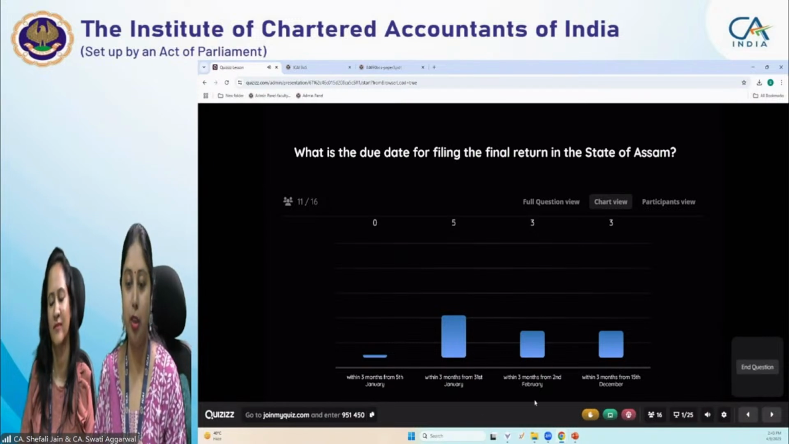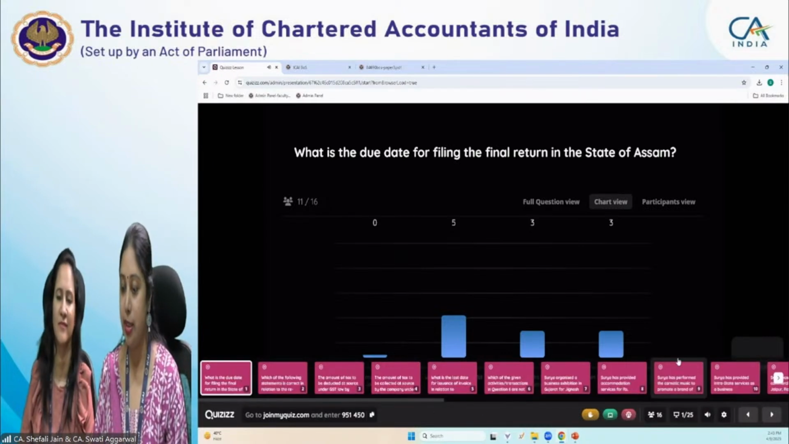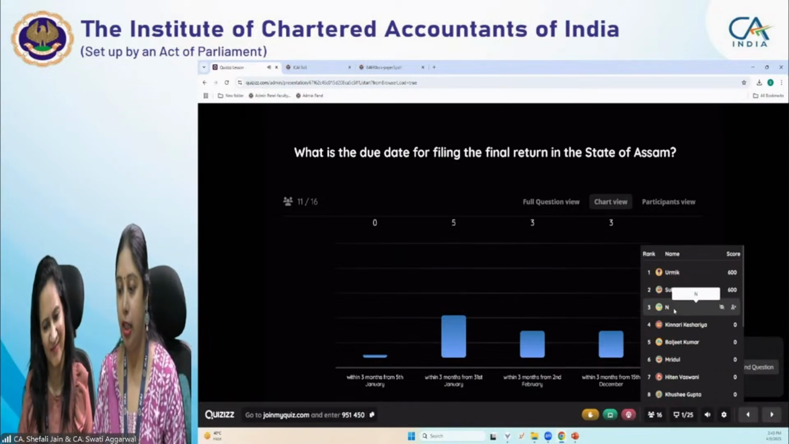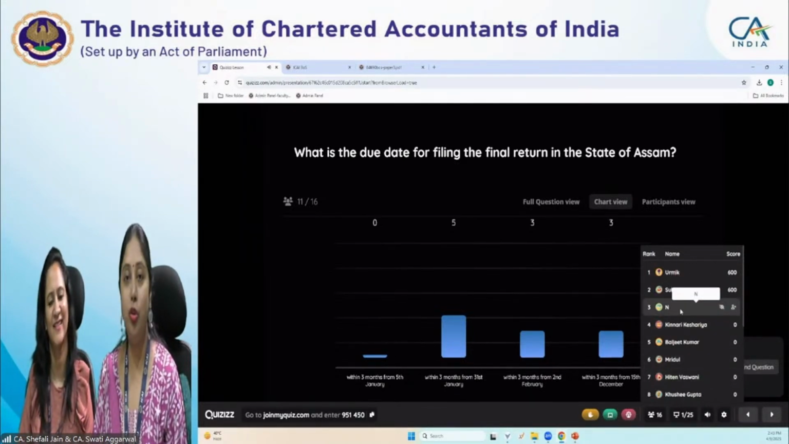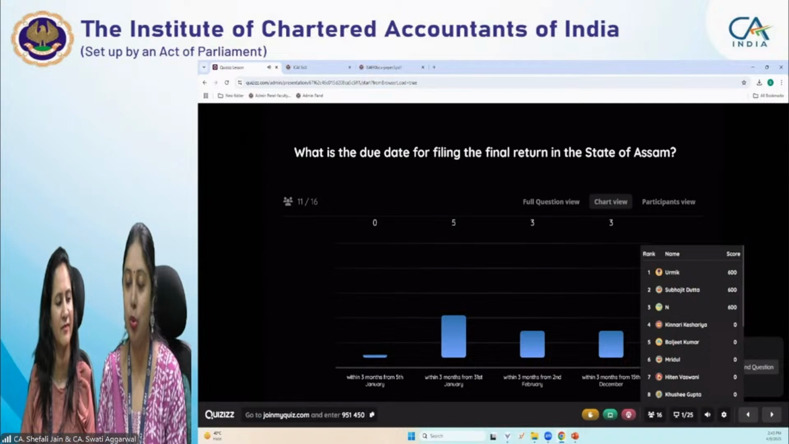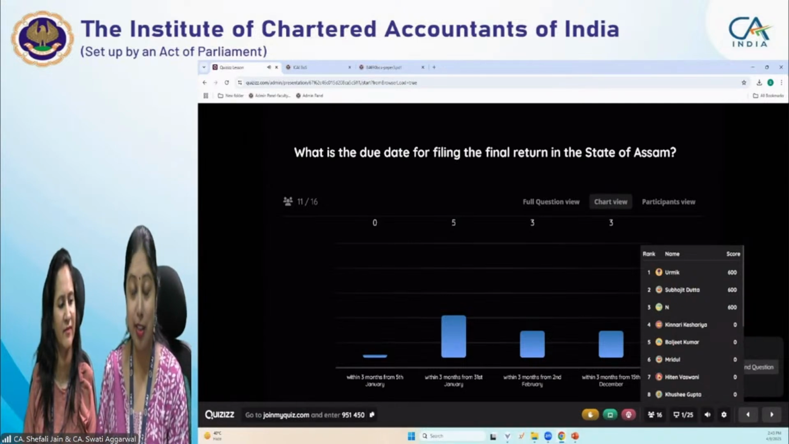Swati will explain the provision behind this, but let us see the leaderboard once again. Urmik, Shobhaji, Datta, and N. Mr. N, if you can write your full name or share with us, if you are on the Zoom portal, you can share your full name with us. We'll be happy to know who has answered the question correctly and who is on the third place.